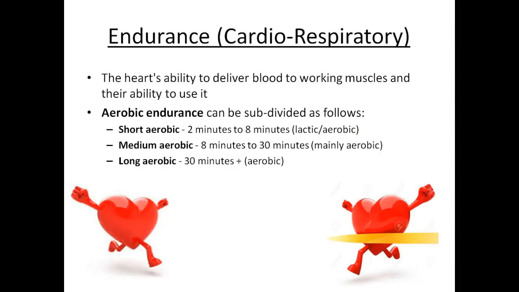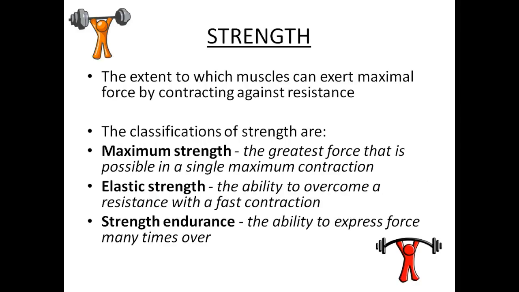So cardiorespiratory endurance is the heart's ability to deliver blood to the working muscles and their ability to use it. And again, this is divided into 3 categories: short, 2 to 8 minutes, medium, 8 to 30 minutes, and long, anything greater than 30 minutes. That's pure aerobic or cardiorespiratory endurance.